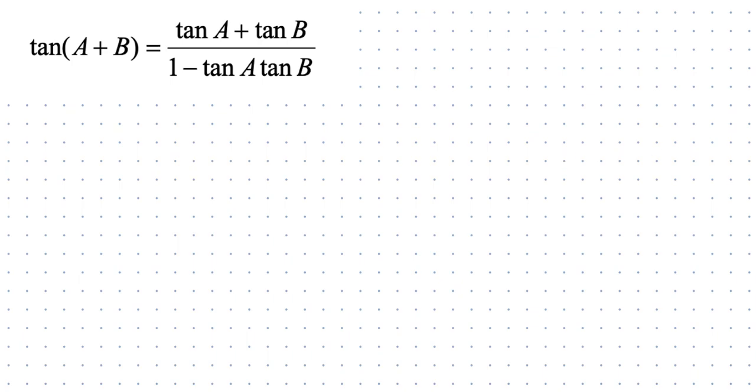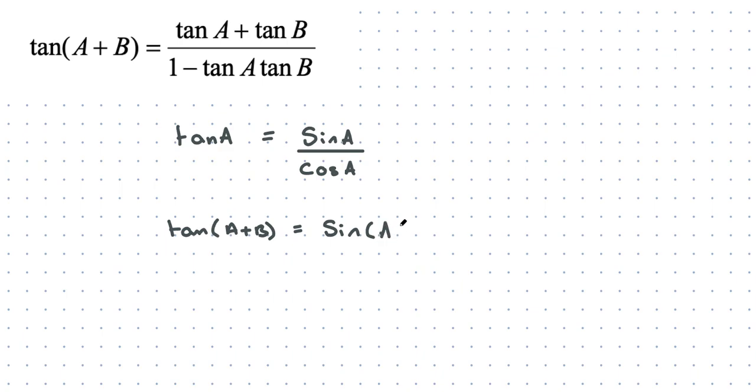Why am I going to rely on those, or how do they come into it at all? Well, the first thing you need to note is that tan itself is actually a composition of the other two trig functions together. So tan A is actually sine A over cos A. Therefore, tan of A plus B is the same as sine of A plus B all over cos of A plus B.